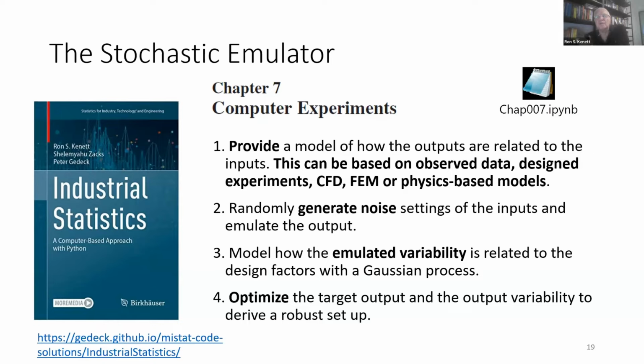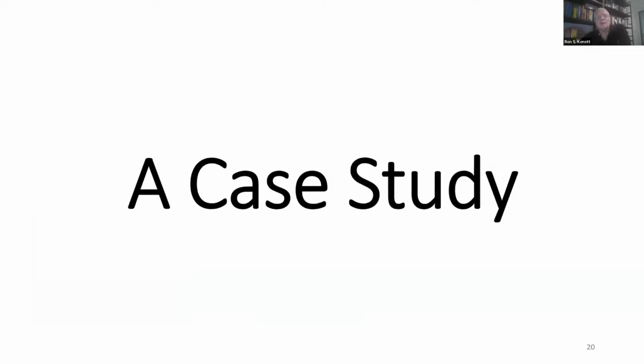So we have two models. We have the model of the performance, and then we have the model of the uncertainty. And that allows us to optimize both on performance and robustness. So in this book on industrial statistics, we have a chapter on computer experiments where we discuss that. So this was a general background on performance engineering. Now I'll give you some examples you can consider more practical.